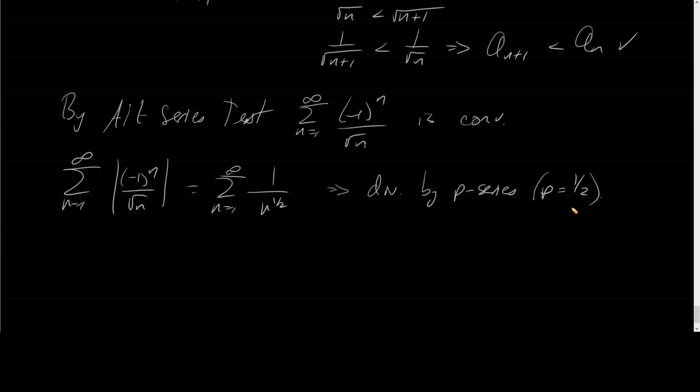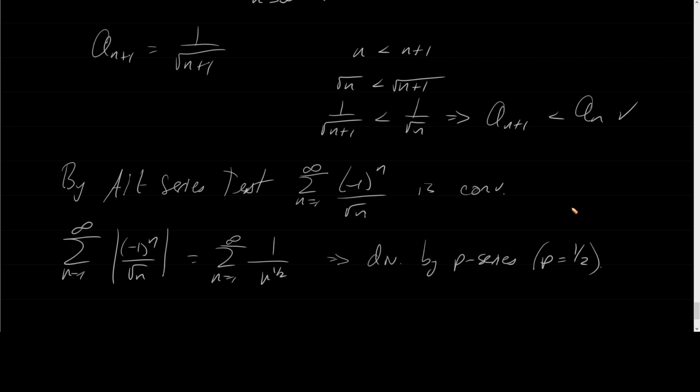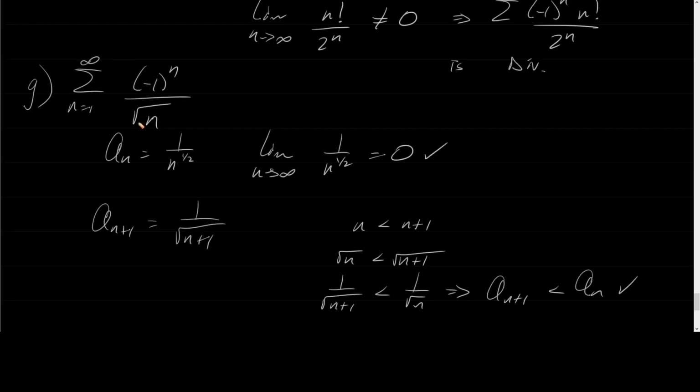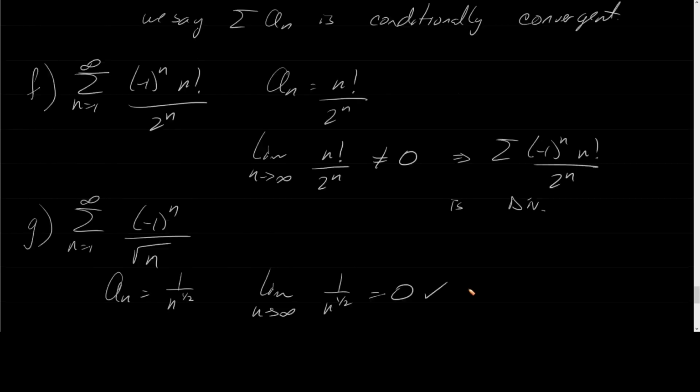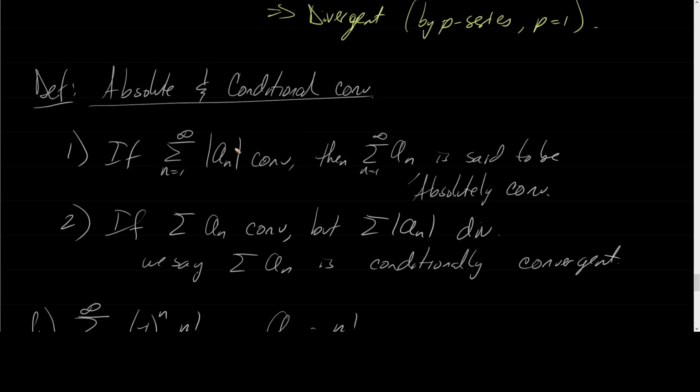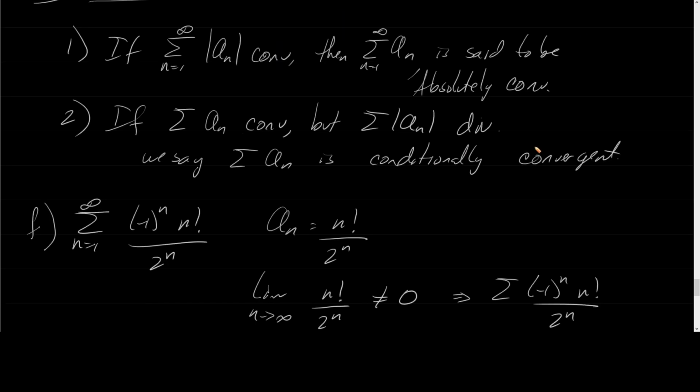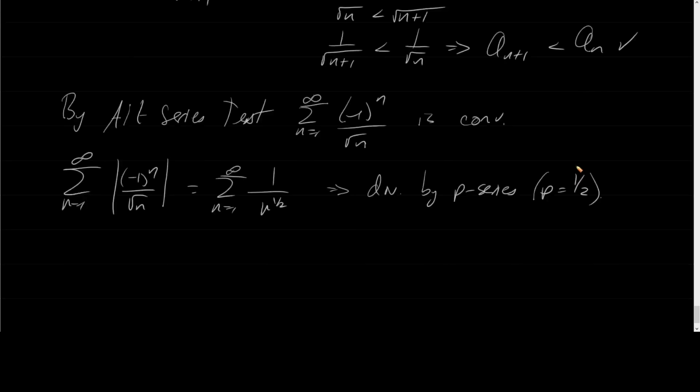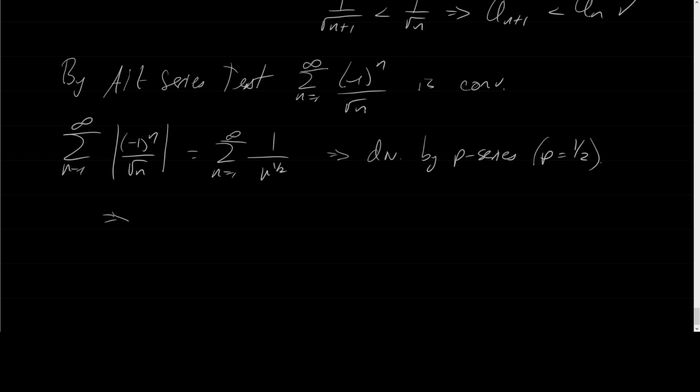So what do we have here? We have that the absolute value version diverged, but the non-absolute value version converged, right? And by our definition here, the absolute value version diverged while the non-absolute version converged. We have a conditionally convergent series. So in here, we say that the series is conditionally convergent.